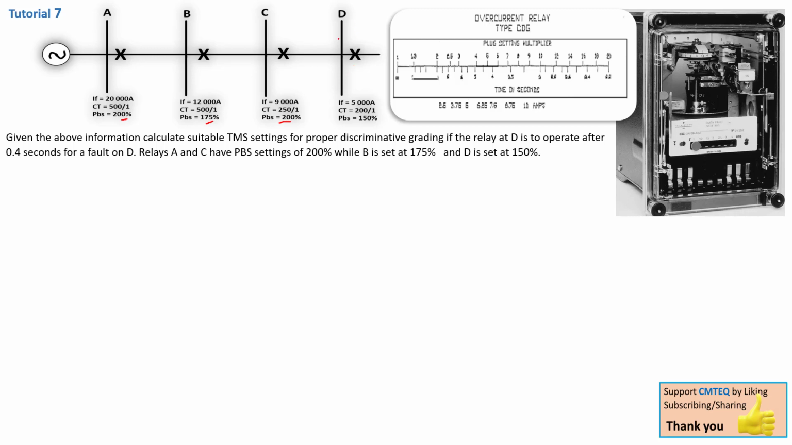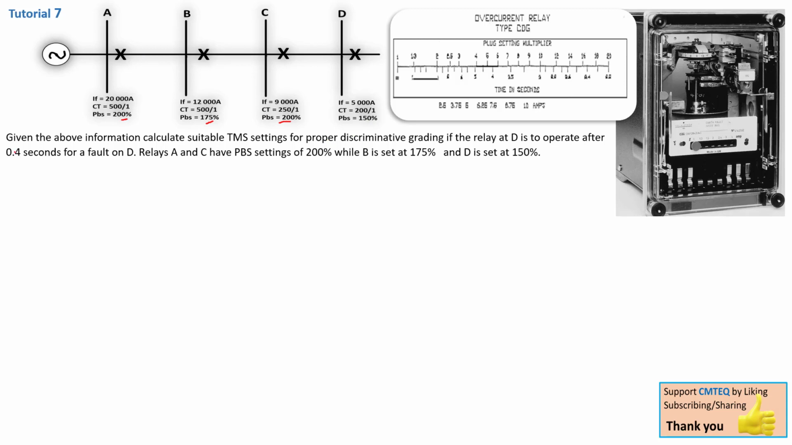So if there is a fault on bus bar D, that is the job for relay D here to trip. But if it fails or malfunctions or takes too long, then the relay C here will trip and isolate that part of the circuit. And the same happens all the time over all the relays. This is why it's called discriminative grading. And the only reason that is possible is because they don't have the same operating time.